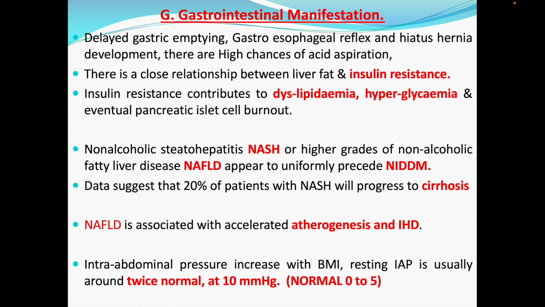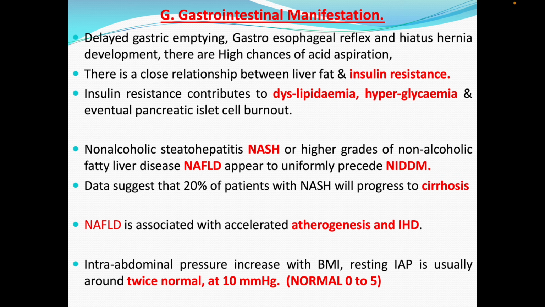There's a close relationship between liver failure and insulin resistance. Insulin resistance contributes to dyslipidemia, hyperglycemia, and eventual pancreatic islet cell burnout. Non-alcoholic steatohepatitis, NASH, or higher grades of non-alcoholic fatty liver disease, NAFLD, appear to uniformly precede NIDDM. Data suggests that 20% of patients with NASH will progress to cirrhosis. NAFLD is associated with accelerated atherogenesis and ischemic heart disease.